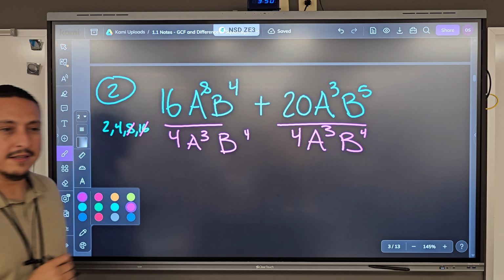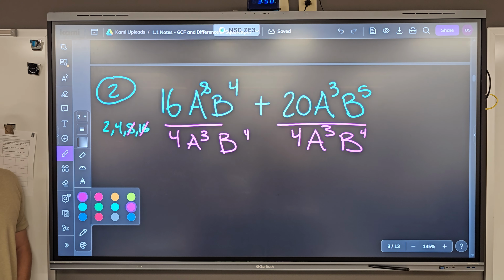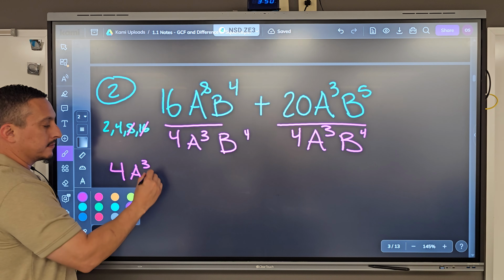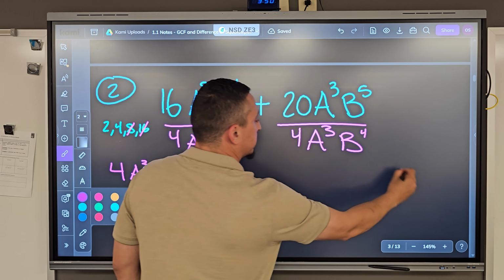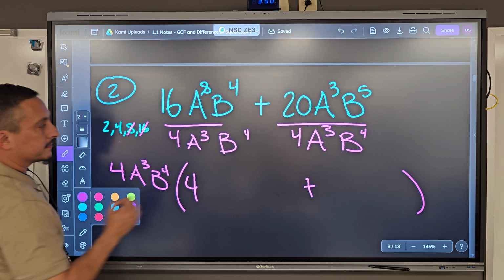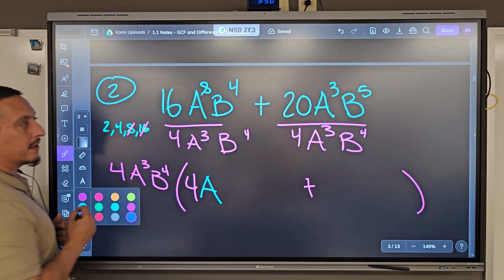Y'all agree, guys? Can you slow down a little bit? Because I want to give you more time on the next one. But tell me if one of these things doesn't make sense, so I can break it down more. And we put that in the front. Okay. 16 divided by 4 is 4. If we have 8 A's and we take 3 A's away, how many A's would we have left? 5.